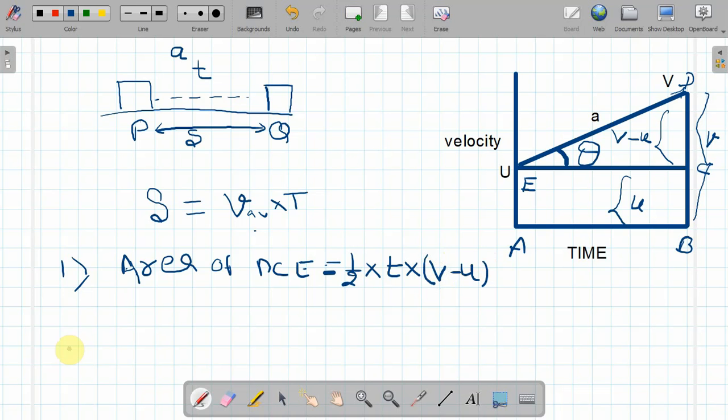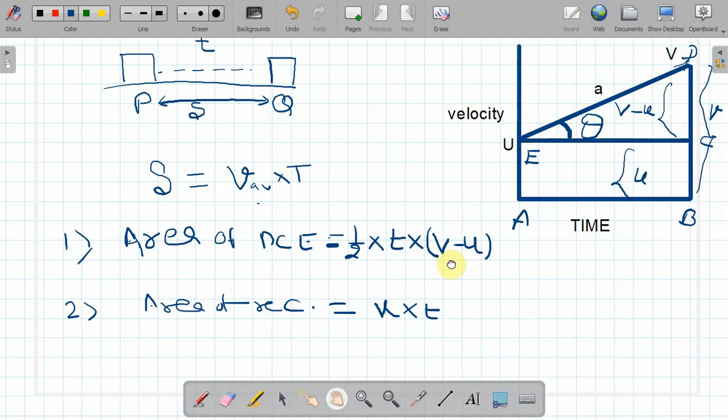Okay. Now another portion we have to derive, the area of the rectangle. What is the area of the rectangle? This is nothing but length into width. So width is u and length is t, so ut.